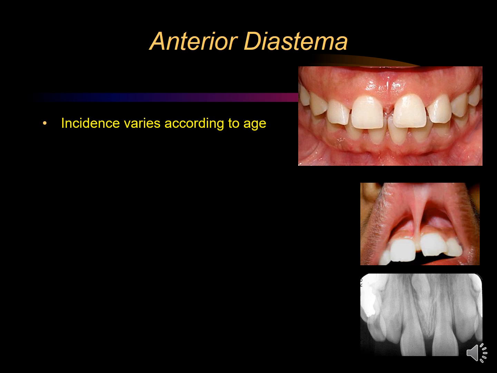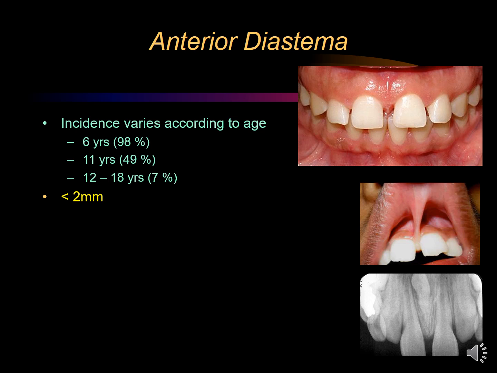Okay, now let's look at anterior diastema. Anterior diastema is a space between the upper central incisors. The incidence of anterior diastema varies according to age, and it progressively reduces with age. In 12 to 18-year-olds, the incidence is about 7%.